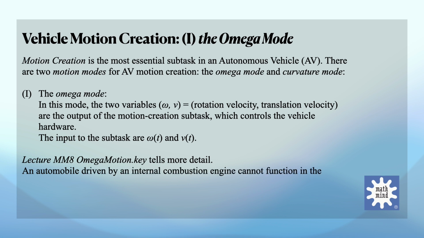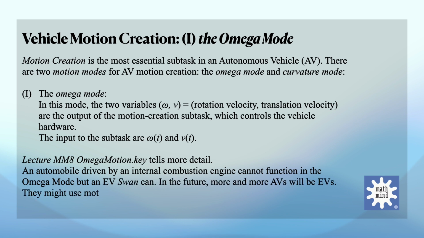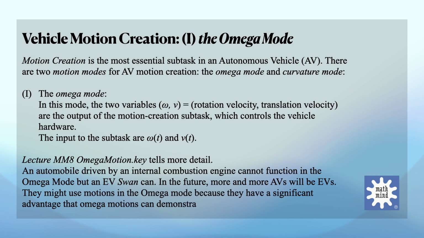An automobile driven by an internal combustion engine cannot function in the Omega mode, but an EV can. In the future, more and more AVs will be EVs. They might use motions in the Omega mode because they have a significant advantage that Omega motions can demonstrate flexible motion in a limited space.